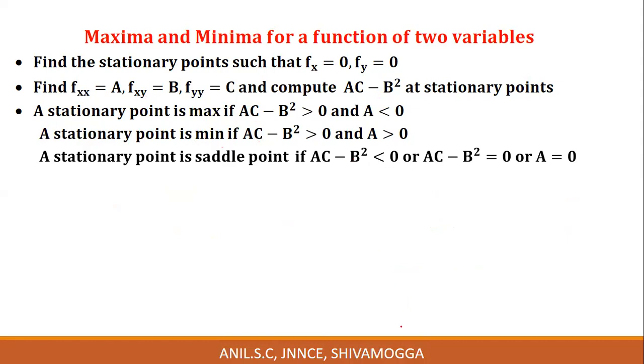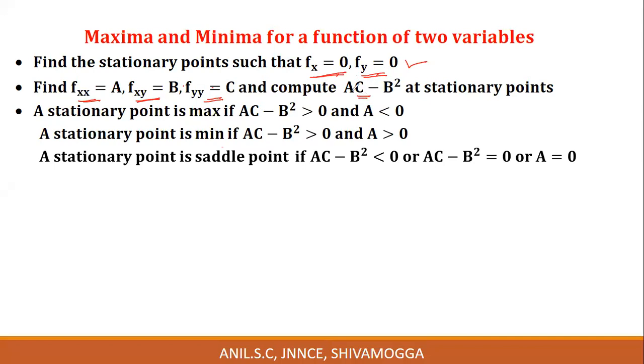So fx is equal to 0, fy is equal to 0. This is the condition for any function to be maximum or minimum. And then we find fxx, which is denoted by a, fxy, which is denoted by b, and fyy, which is denoted by c. And then compute ac minus b square.